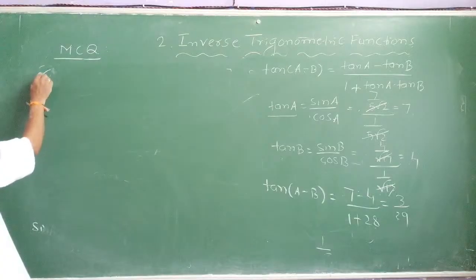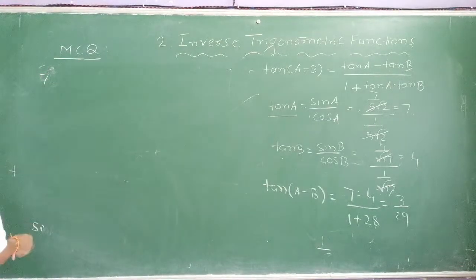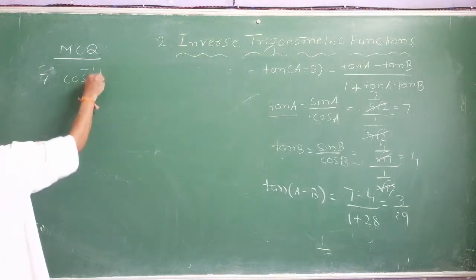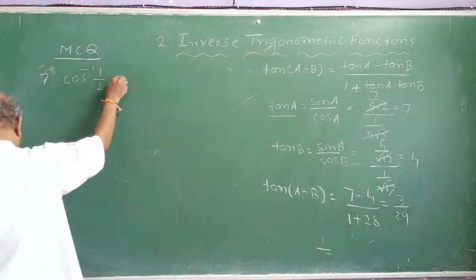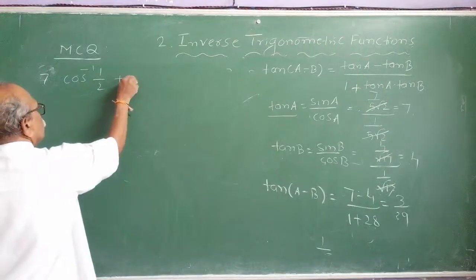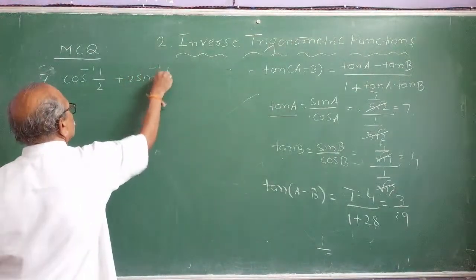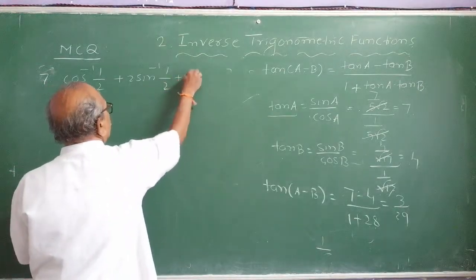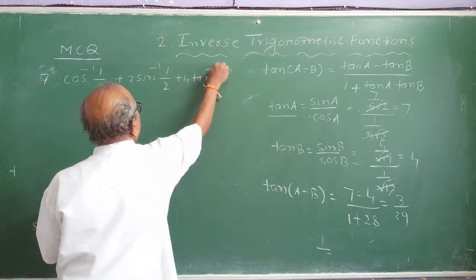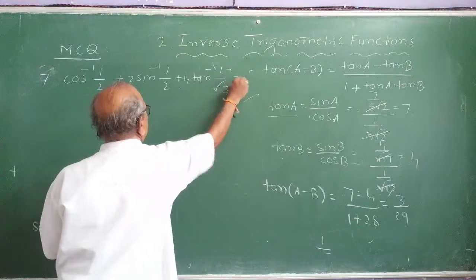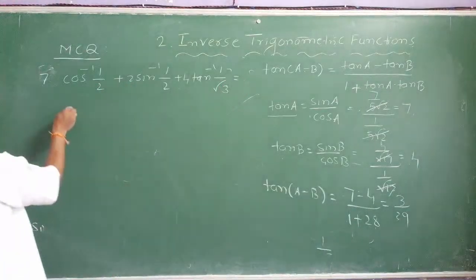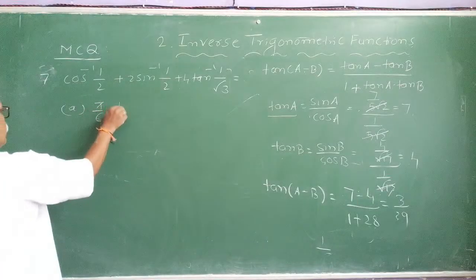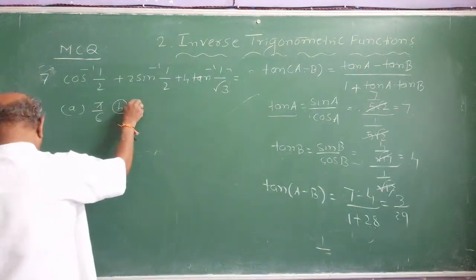Question number 6 or 7. That is cos inverse 1 by 2 plus 2 sin inverse 1 by 2 plus 4 tan inverse 1 by root 3 is equal to, choose the correct answer. Easy, first level question, level 1 question.